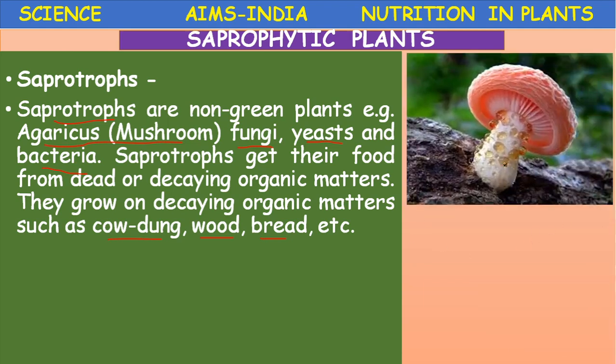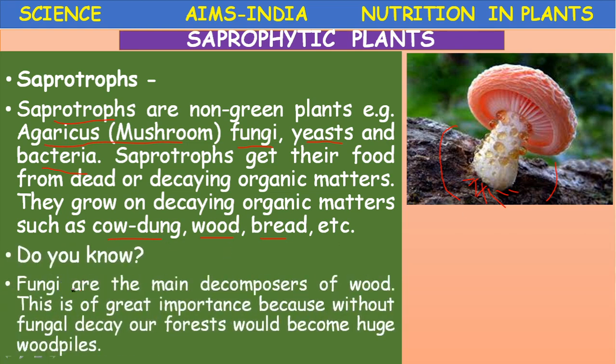Here is an example: a mushroom. It is an Agaricus. Commonly we call it a mushroom. Some of these mushrooms are edible and some are poisonous. They release certain digestive enzymes into this organic matter, this dung, and they absorb the nutrients from that organic matter. This is a non-green plant. There is no photosynthesis. This type of nutrition is called saprophytic nutrition.